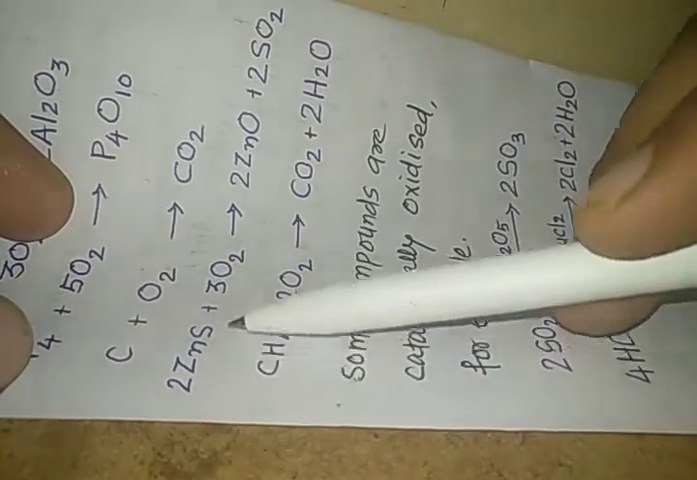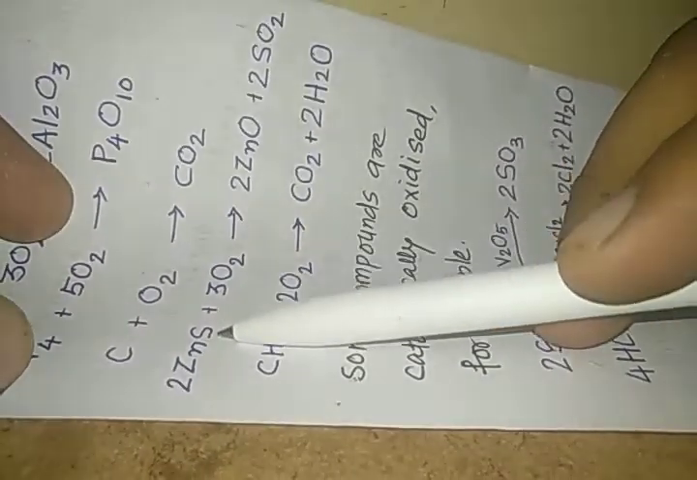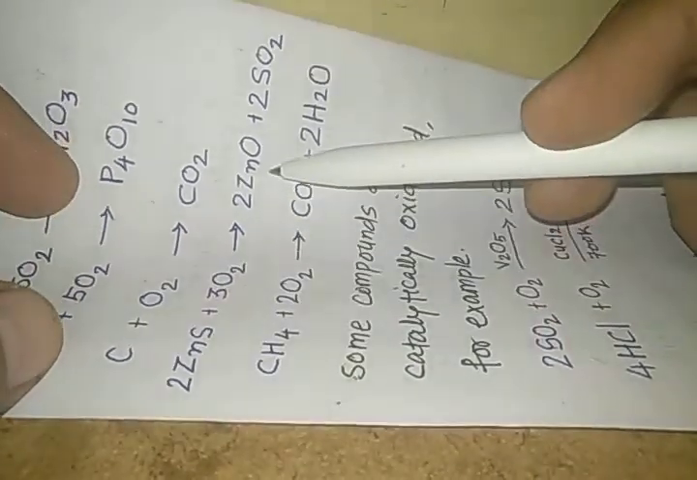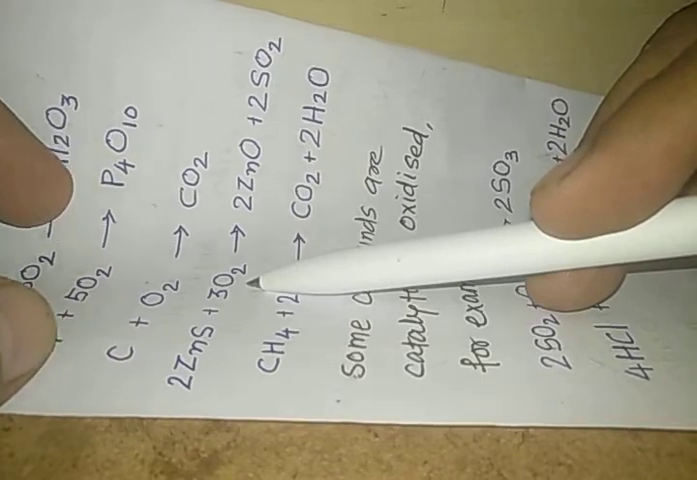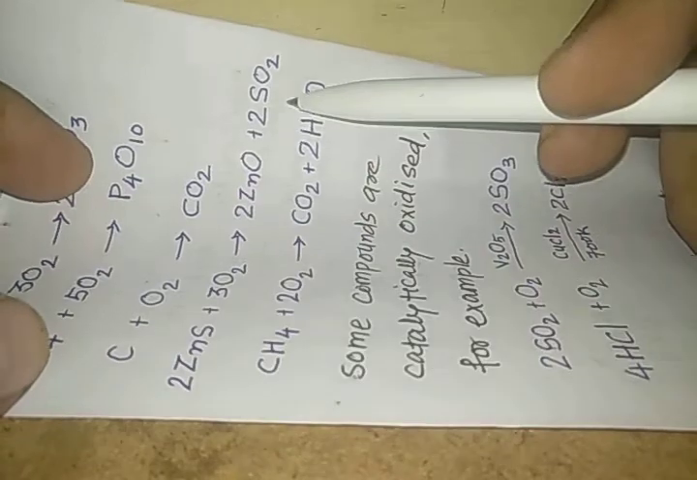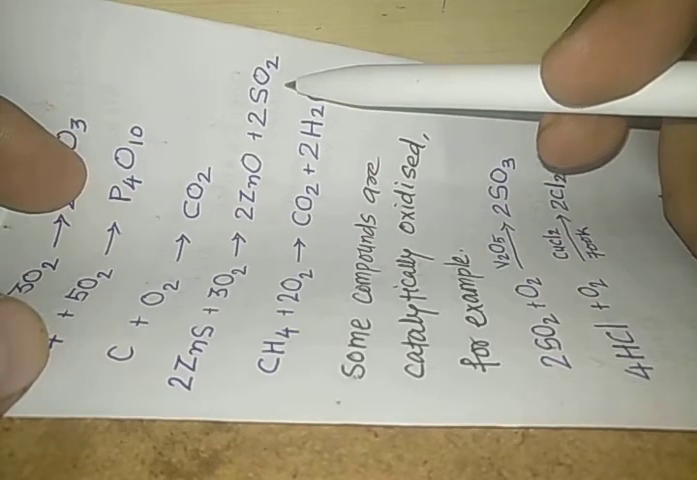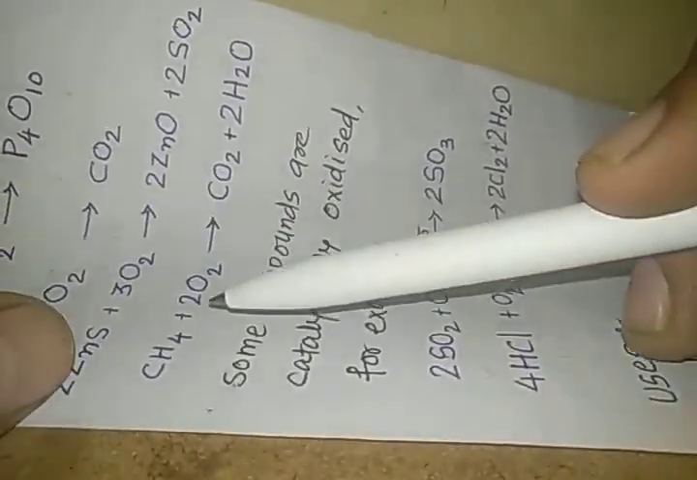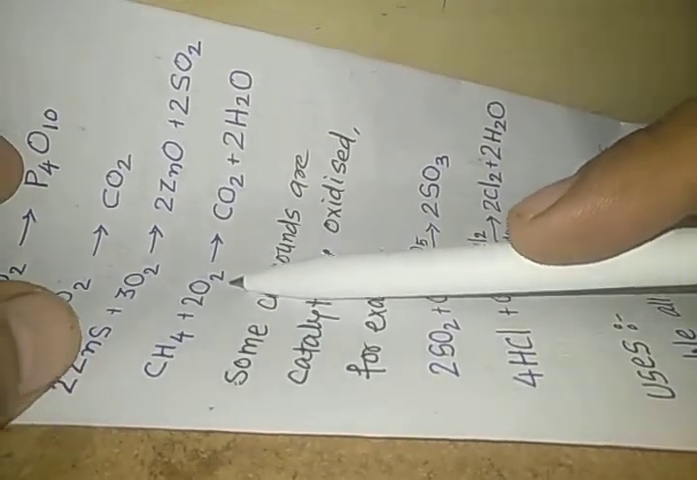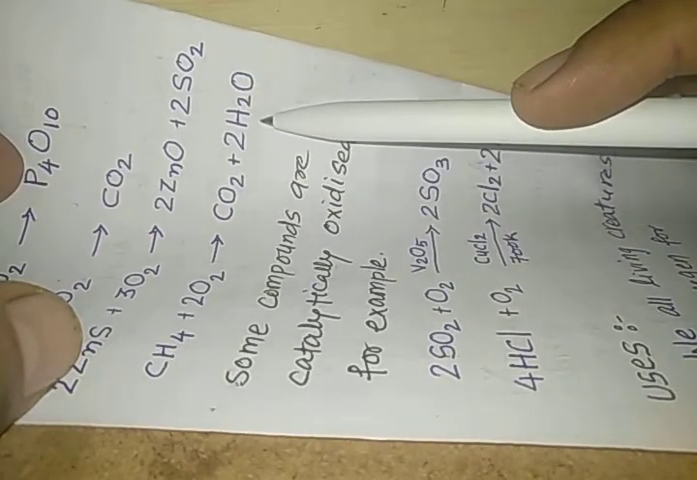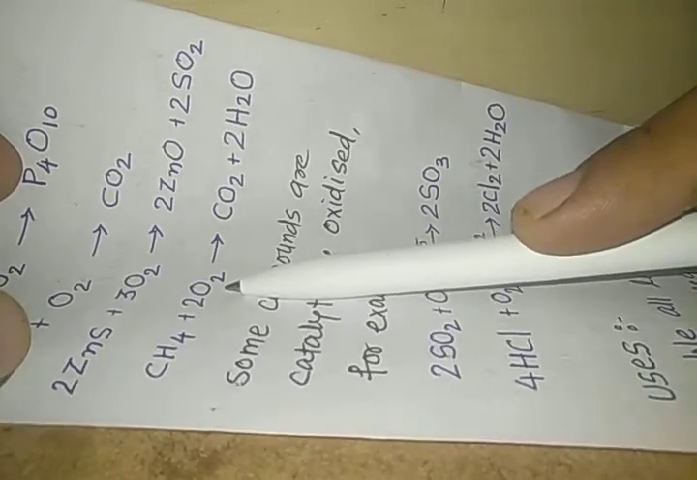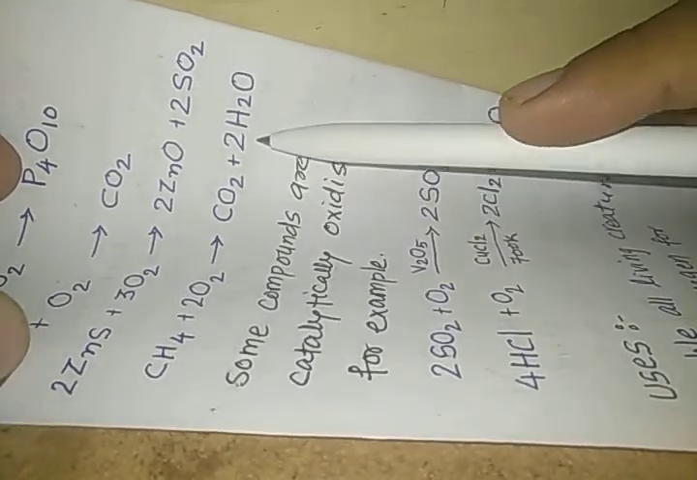We have already studied a process known as roasting. During roasting, zinc ores are converted to zinc oxide when they are heated in excess of oxygen. So zinc sulfide turns into zinc oxide and produces sulfur dioxide, which is a volatile impurity that goes away. Methane, a hydrocarbon, when it reacts with oxygen, produces carbon dioxide and water vapor. Please remember, my dear students, that any hydrocarbon, when it reacts with oxygen, always produces carbon dioxide and water vapor.